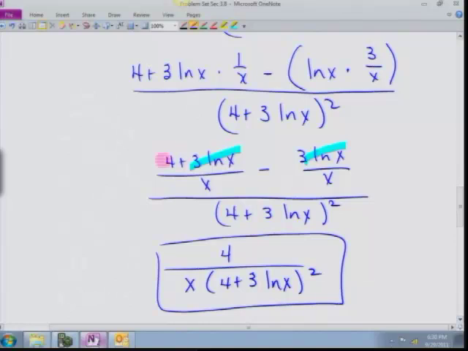Well, you've got 4 over x over this thing. So if you're dividing, you can put it down here. Or if you wanted to write it all out, you'd be saying 4 divided by x divided by this would be times 1 over that. And so then you'd still have it that way. But the shortcut would be to say that. Okay? Questions on that one? Okay.